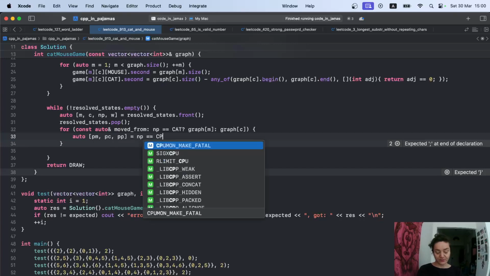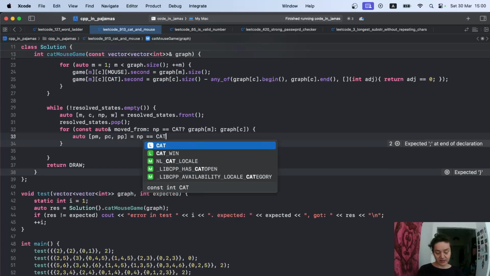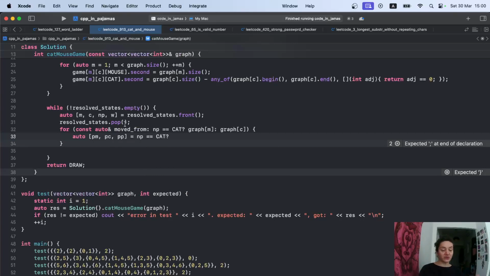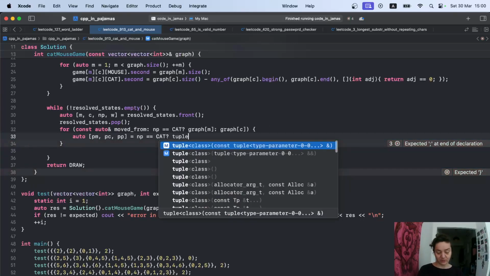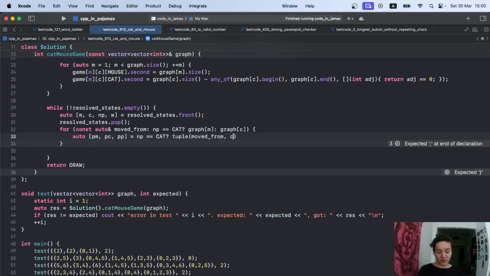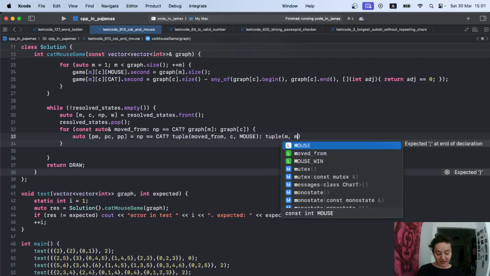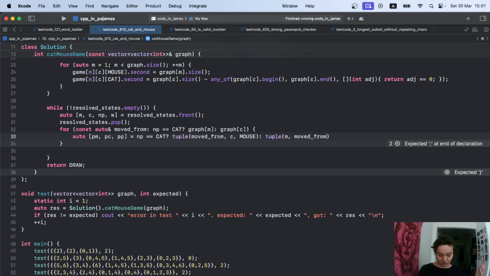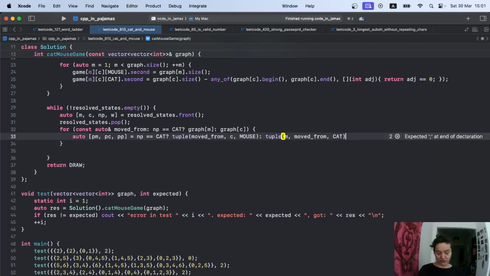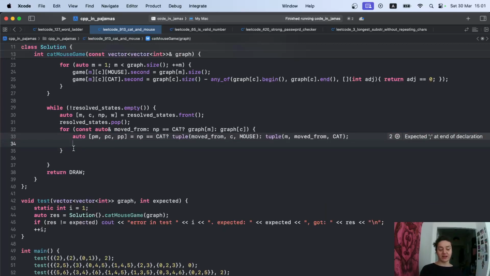If the next one is the cat, then the mouse moved from somewhere. The cat was where he is. The mouse moved. Otherwise, if the mouse is to move in the resolved state, then the cat moved in the previous state. So the mouse was where he is. The cat moved from somewhere adjacent to where he is now. The cat moved. So now we have the previous state in our hand.